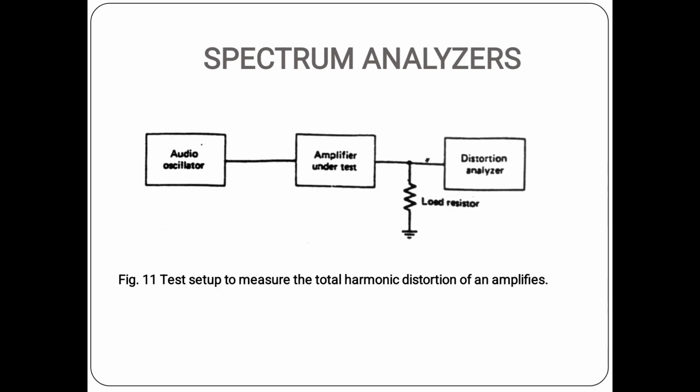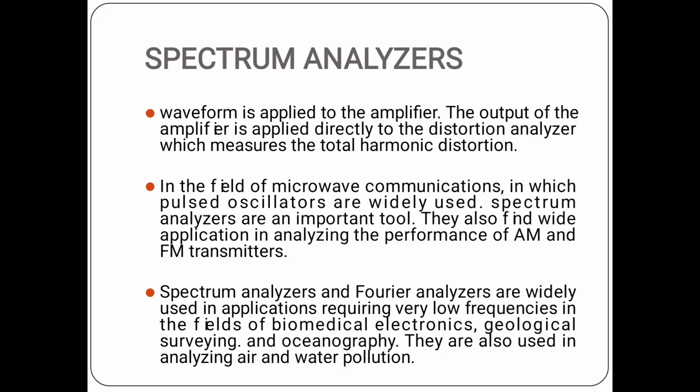This is the test setup to measure the total harmonic distortion of an amplifier. It consists of an audio oscillator, the amplifier under test, and a distortion analyzer, which is connected to a load resistor. The waveform is applied to the amplifier. The output of the amplifier is applied directly to the distortion analyzer, which measures the total harmonic distortion.